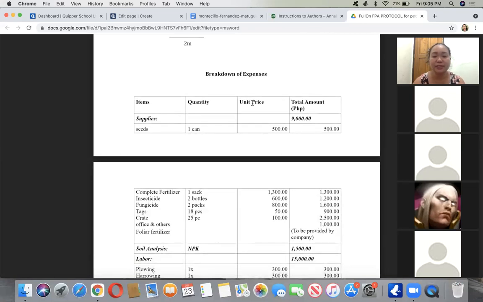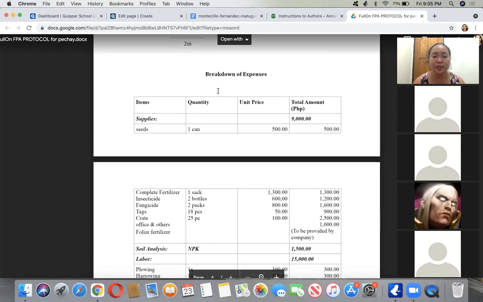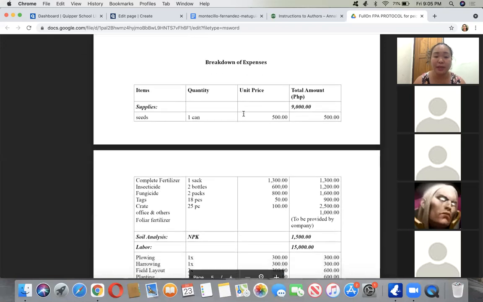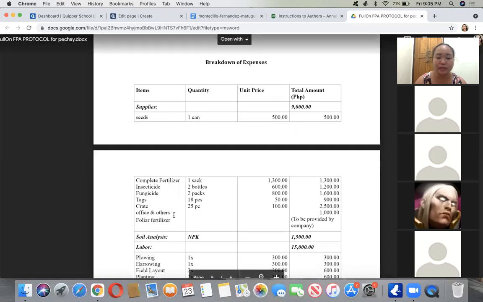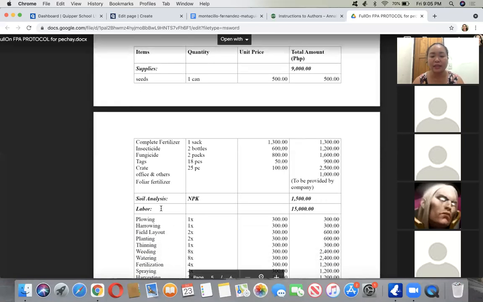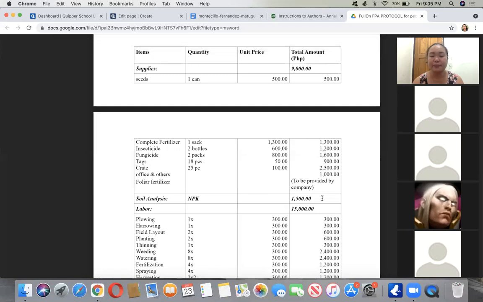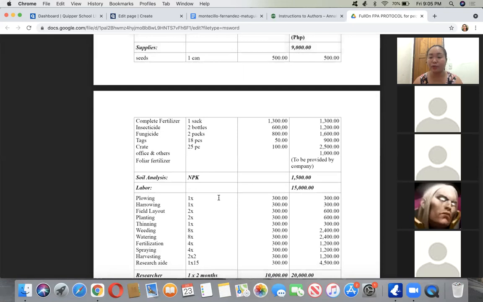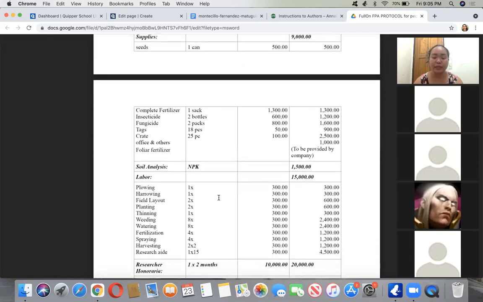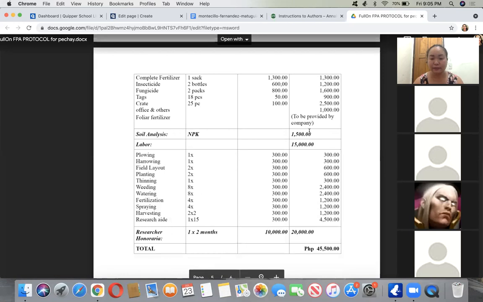So now let's proceed. We have 6 minutes for the budget. So ibibigay mo sa company itong budget na kailangan. That would include, of course, the seeds, the supplies that you need, lahat. But the foliar fertilizer, the product that you're going to use, will be provided by the company, of course. And then for soil analysis, 1.5 yung budget, but yung 150 lang talaga for NPK. But if you want to expound more, depende yan, so you just give a higher budget.